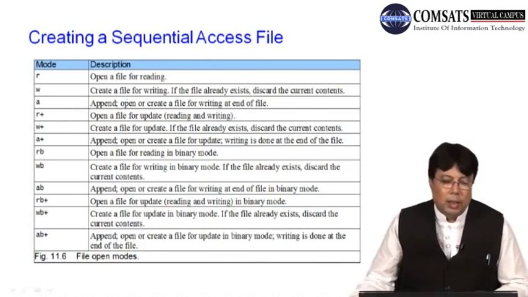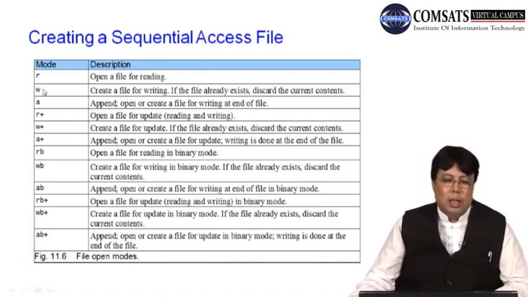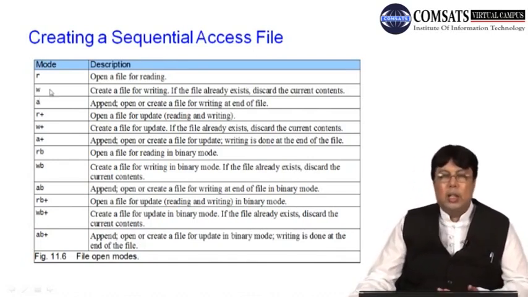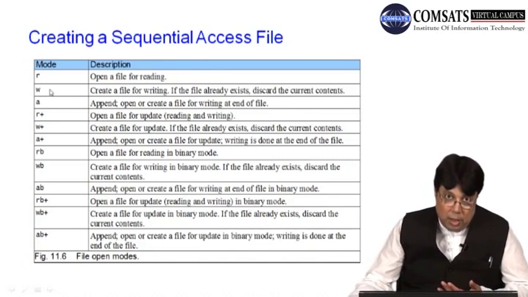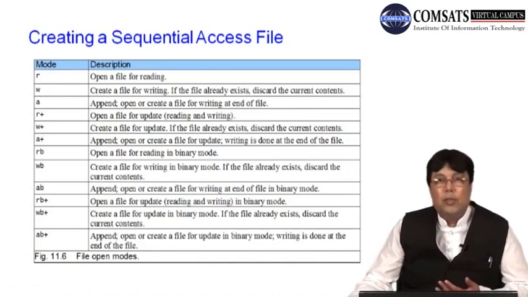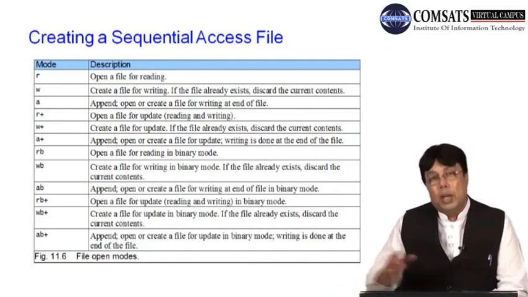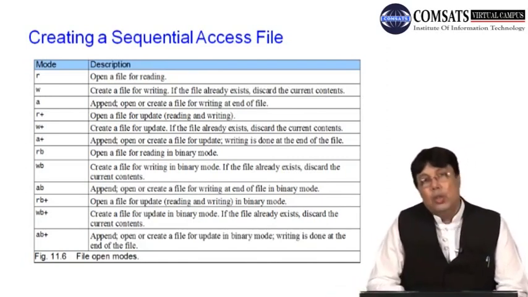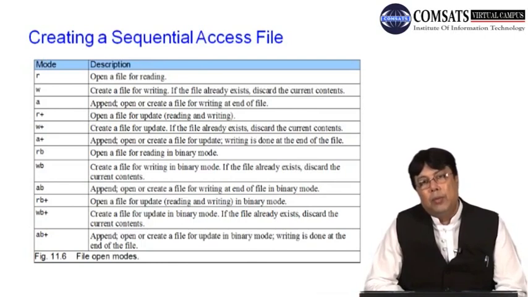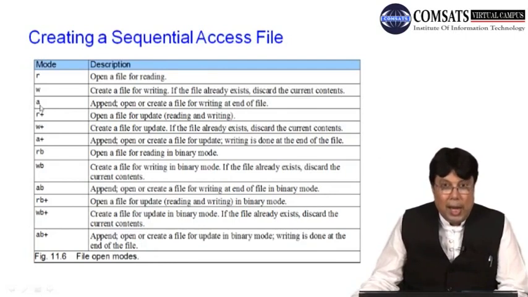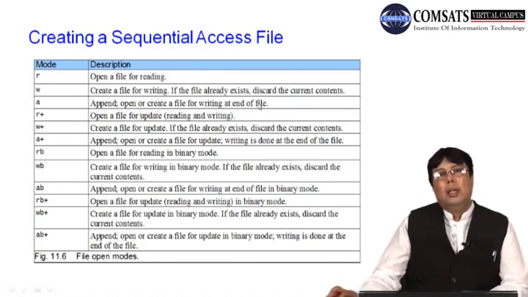This W is the mode that, if the file does not exist, lets you create a new file. But it is dangerous if the file already exists and you already have data, because you should not open it this way. And if you want to retain the data as well, then you should not open it with the mode W. उसके लिए आपको क्या करना है? You should use A. A means append, that is, open or create a file for writing at the end of the file.